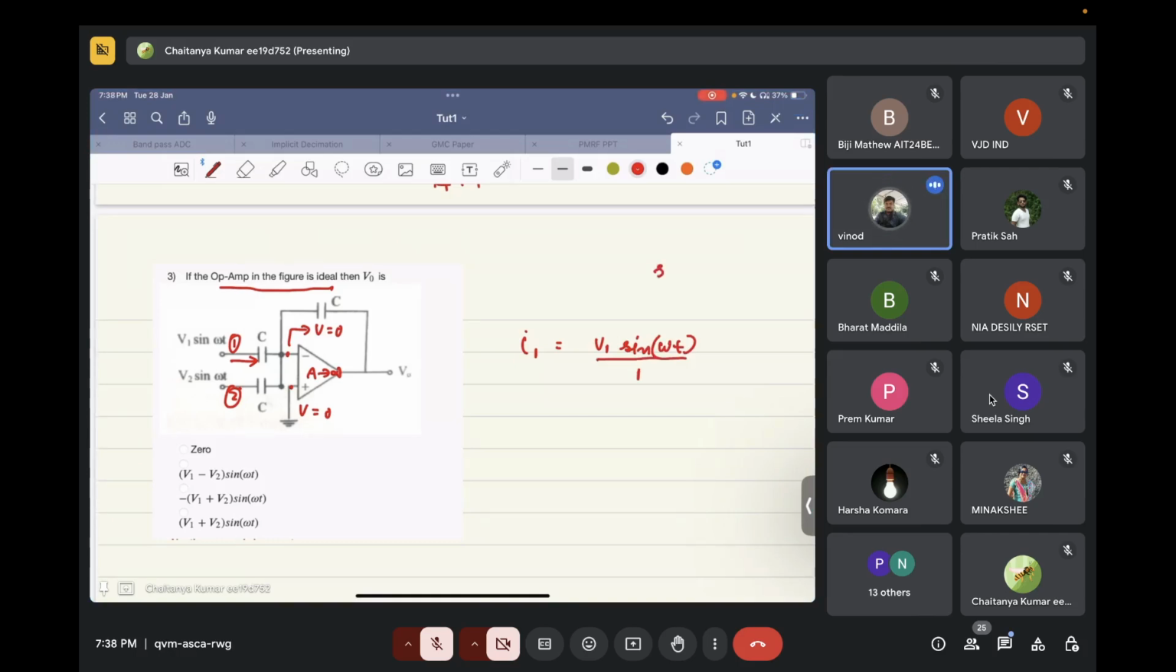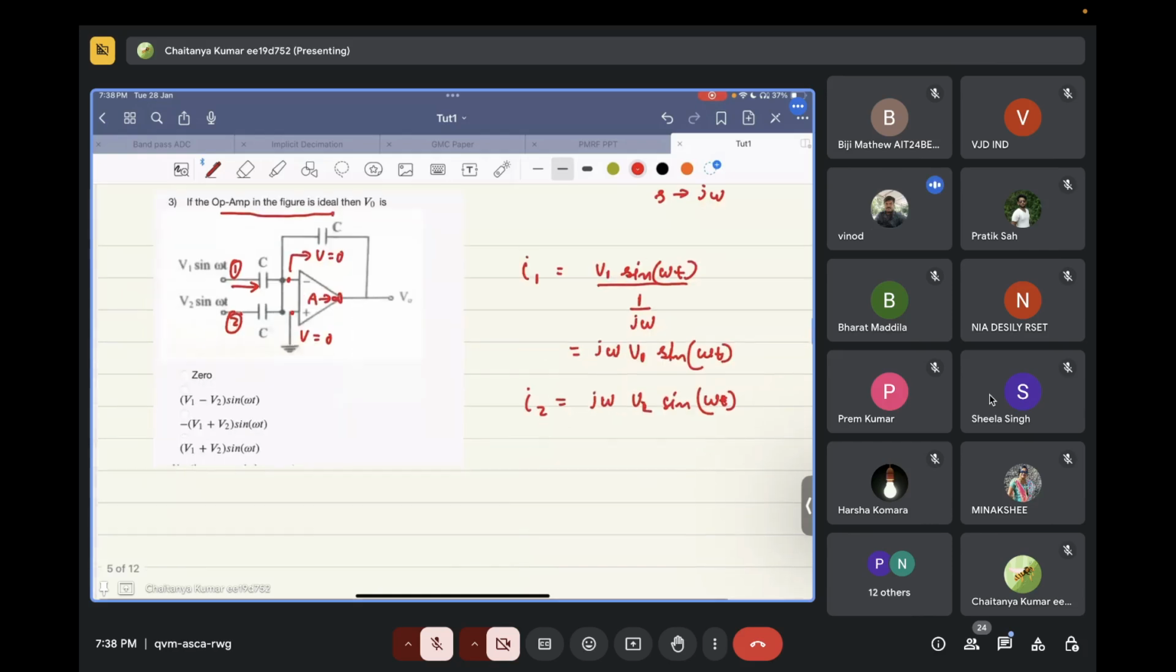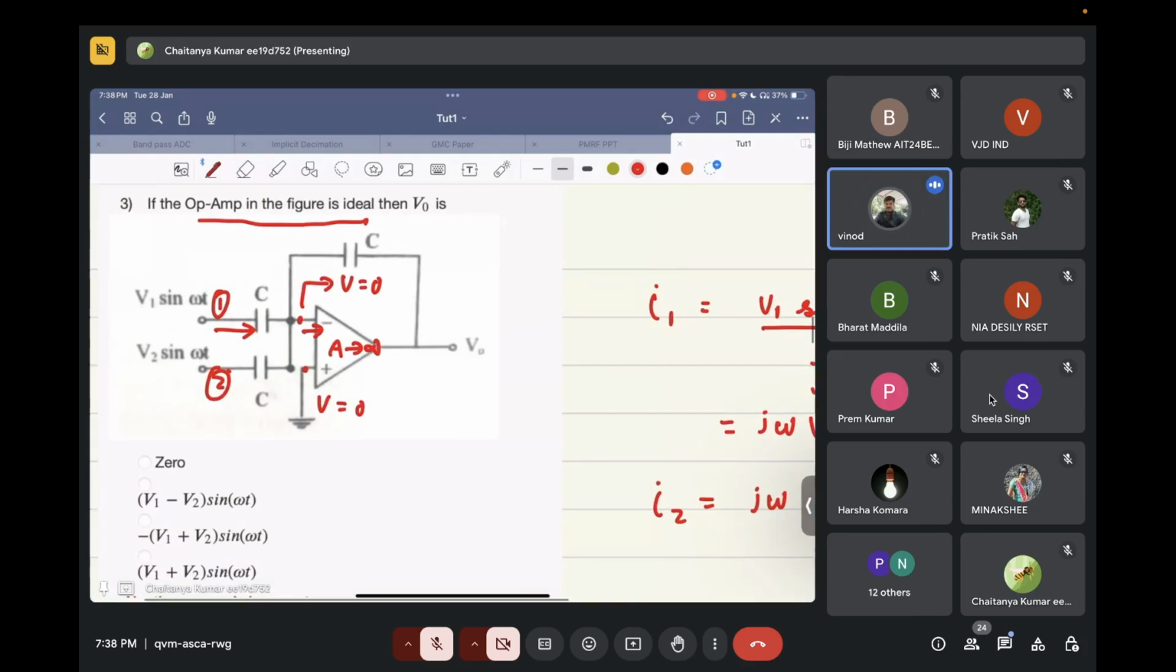And what is S? j omega, correct? Divided by 1 by j omega, so this is equal to j omega V1 times sin omega t. What is I2? j omega V2 sin omega t, correct?